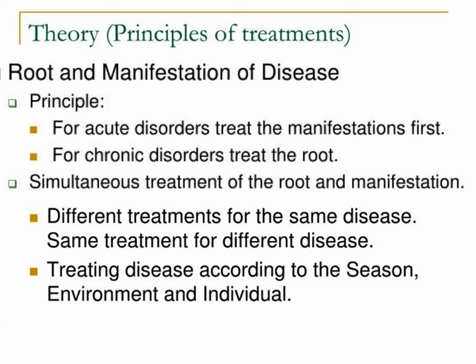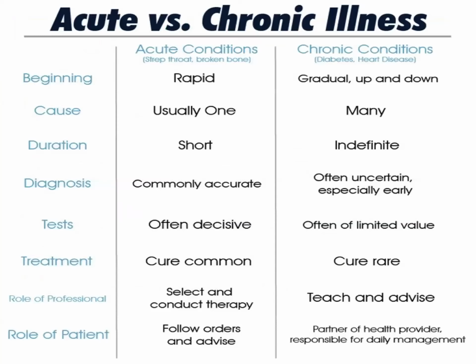Another is simultaneous, or when do you do simultaneous treatment of root and manifestation? So you can have different treatments for the same disease or the same treatment for different diseases. And we treat disease according to the season, environment, and the individual. So let's compare acute with chronic conditions.